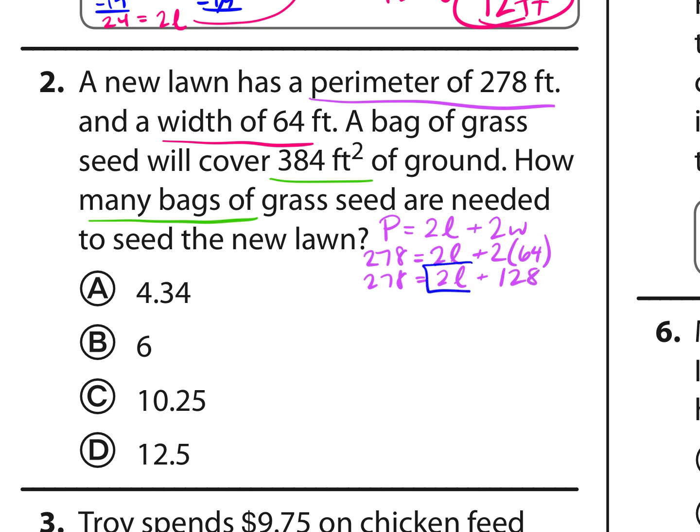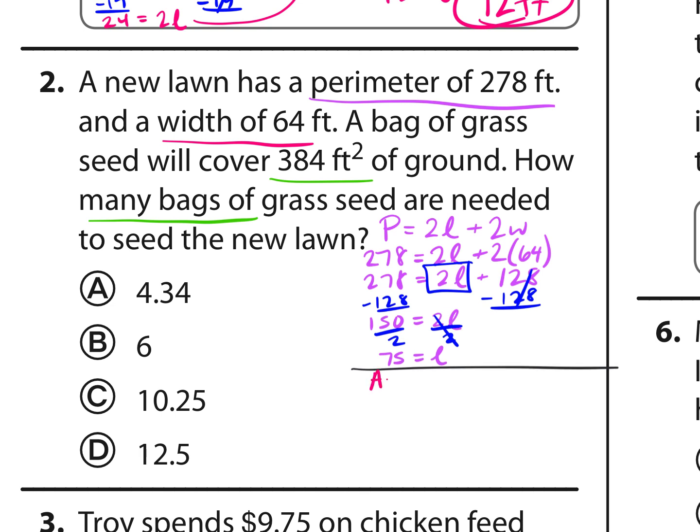So I'm going to subtract 128 from both sides. We get 150 is equal to twice the length. Divide both sides by 2, and we find that 75 is the length. Okay? Now we need to get the area. Well, the area is pretty quick to find.